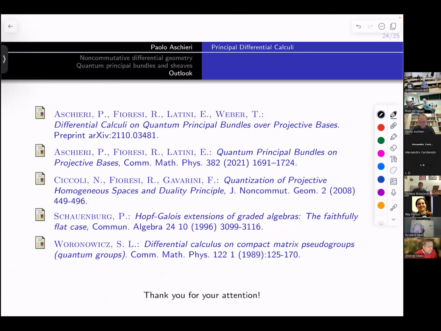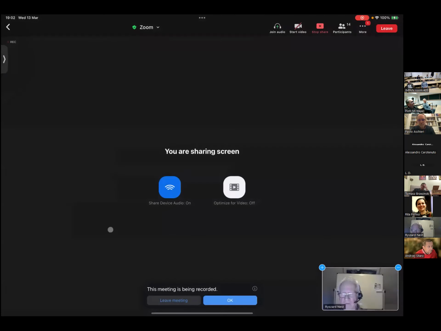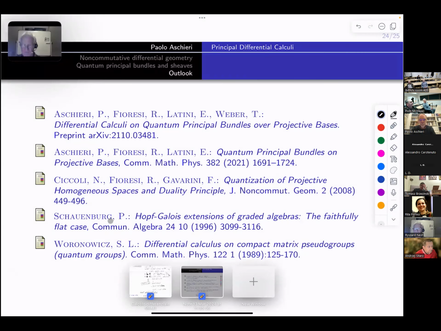Basically the point is that you do the localizations whenever you can, whenever you have your Ore condition. You do localization whenever you can, and in the case of complex projective space, you can do localization. In the case of Grassmannian, we think it's possible, but the checking of the Ore condition is highly non-trivial and requires a lot of thinking. That's the status.